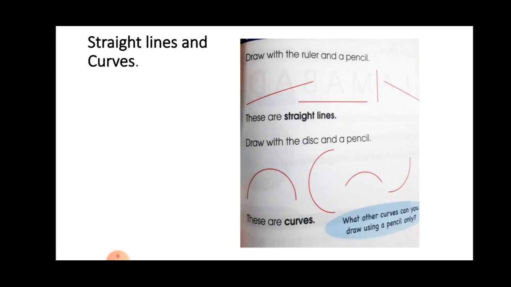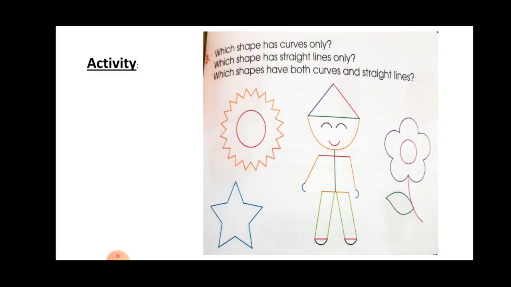Now, draw with the ruler and a pencil. You can take a ruler and draw different straight lines. You can see in the picture, these are straight lines. And draw with the disc and a pencil. You can draw curves, or you can also draw with a free hand. Is that clear? Straight lines and curves. Now let's do the activity.